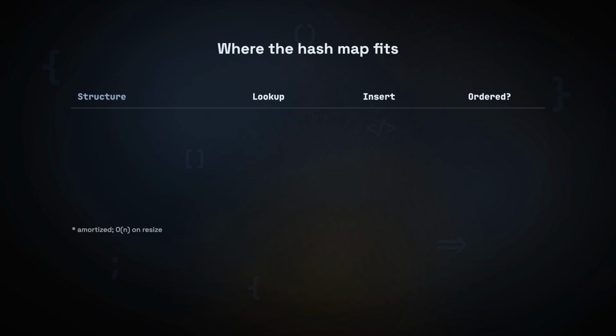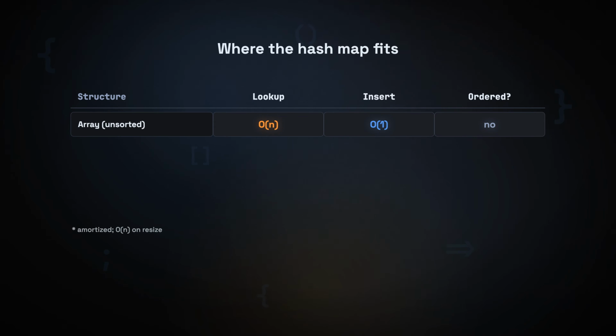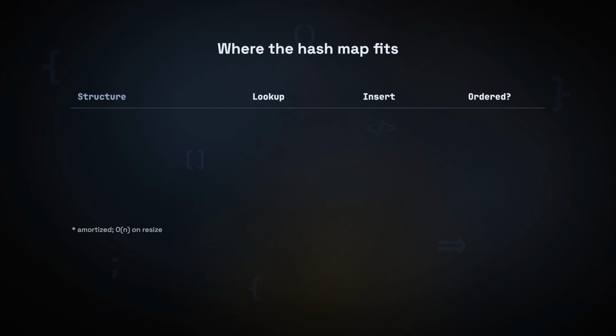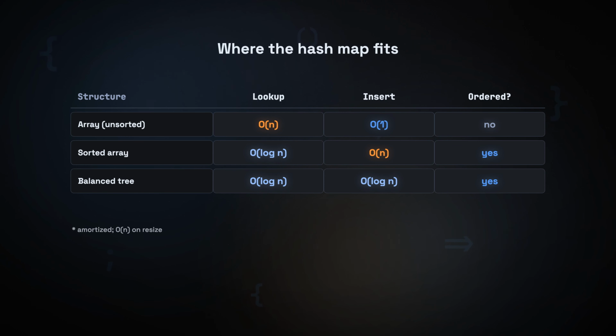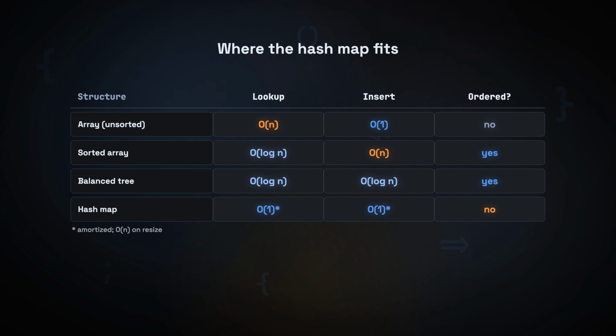Let's place the hash map among its neighbors. An unsorted array inserts fast, but searching it means scanning the whole thing. A sorted array allows a logarithmic binary search, but inserting means shifting everything over to make room. A balanced tree gives you logarithmic everything and keeps the data in order. And the hash map, constant time lookup and insert on average at the price of no ordering whatsoever. Every row here is simply a different bargain.